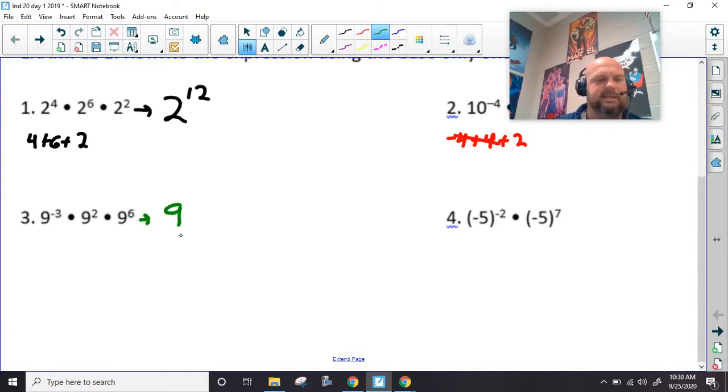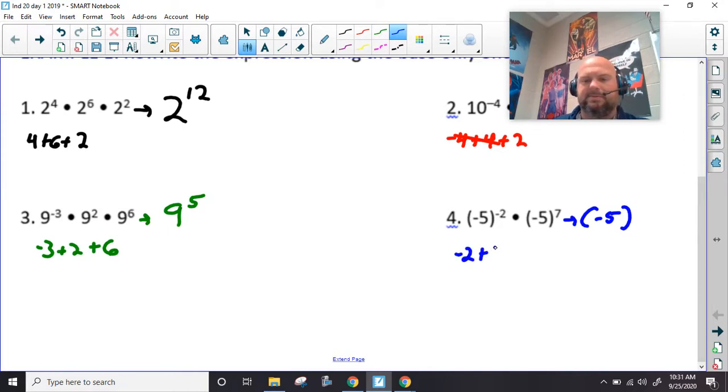Okay, -3 plus 2 plus 6. -1 plus 6 is 5. The reason the negatives are in parentheses is so you know that comes first if you were typing it in the calculator. -2 plus 7 is 5. That's really it. It's kind of cut and dry, kind of simple.